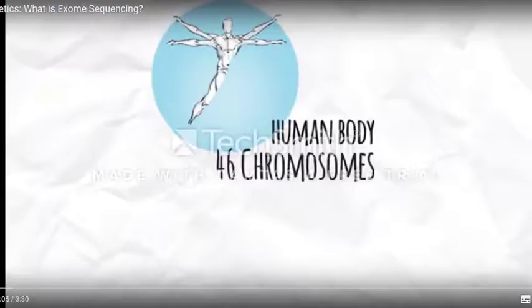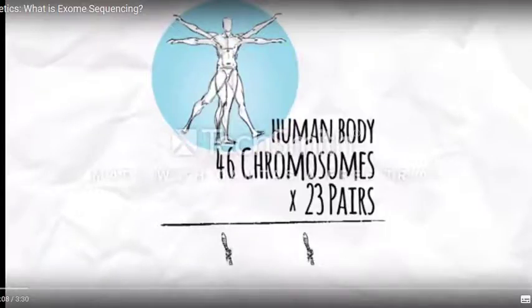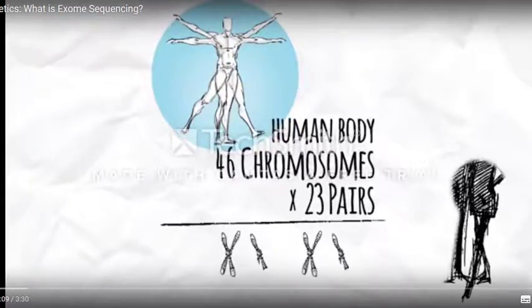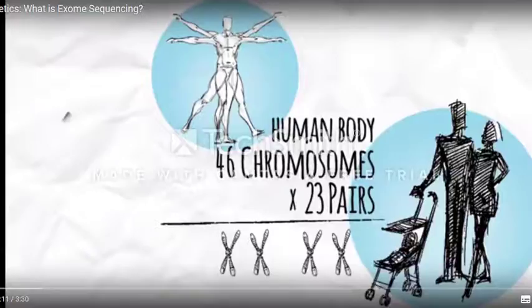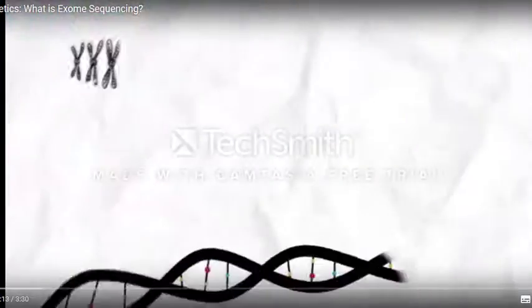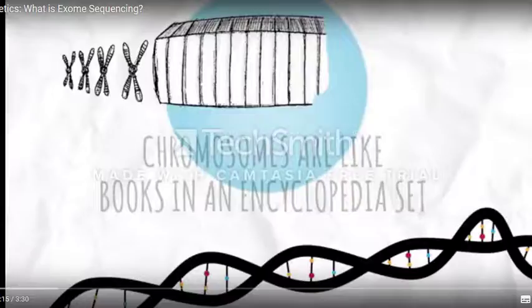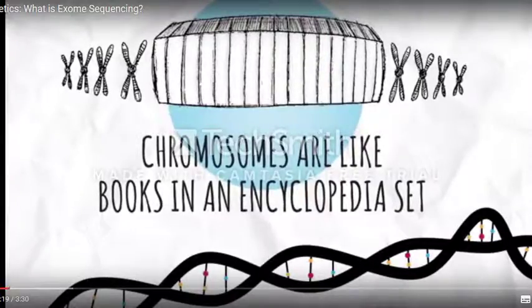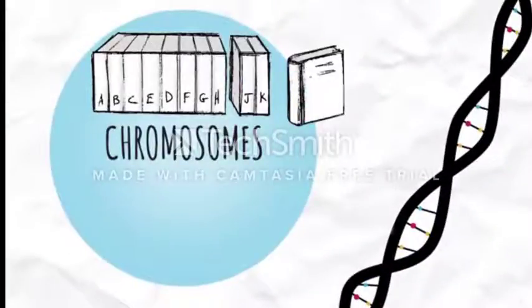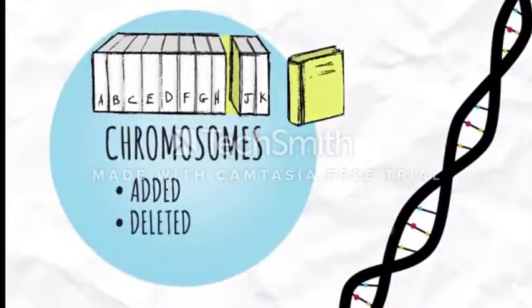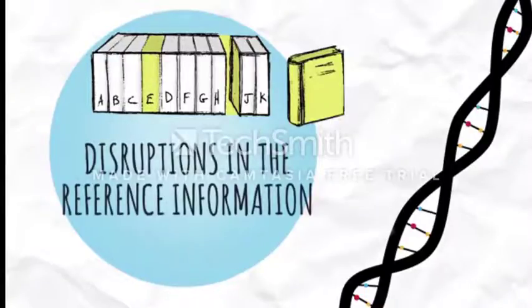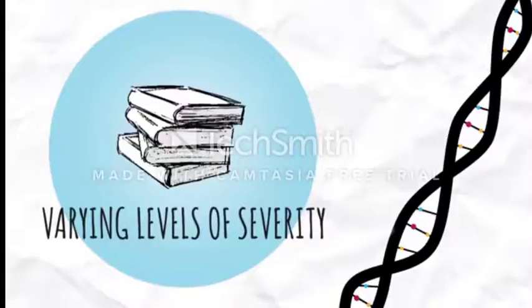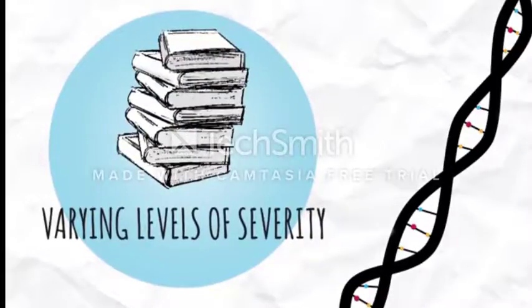The human body is made up of 46 chromosomes that come in 23 pairs, one set from our mother and one set from our father. Chromosomes are like different books in an encyclopedia set. Each book carries different information, yet altogether they make up a very important reference set. If one is added, deleted, or out of place, it may cause disruptions in the reference information. The severity of this disruption may depend on how much information is changed as a whole.